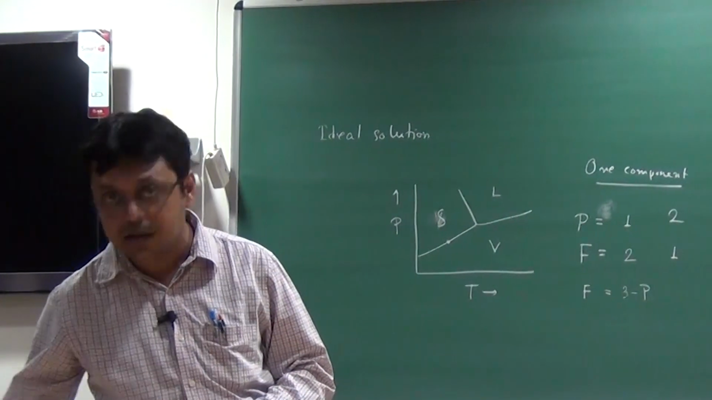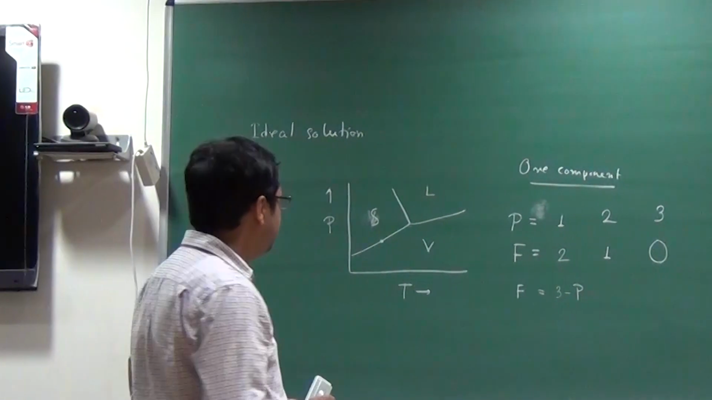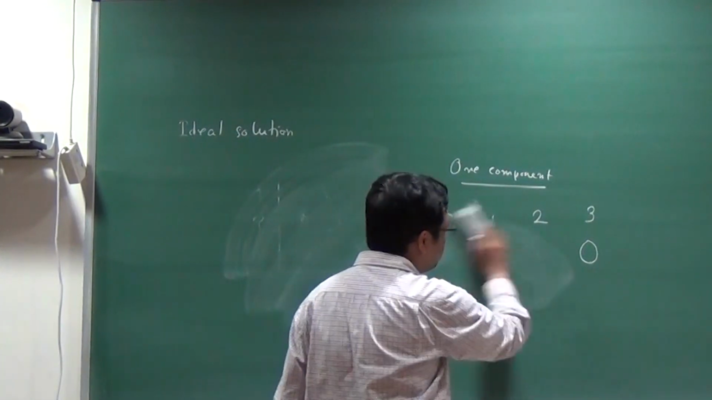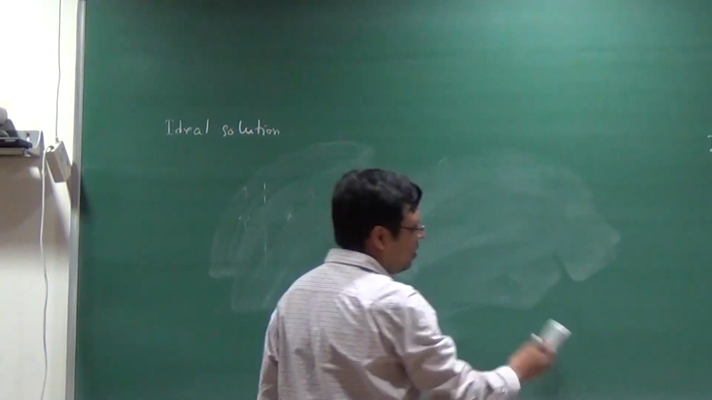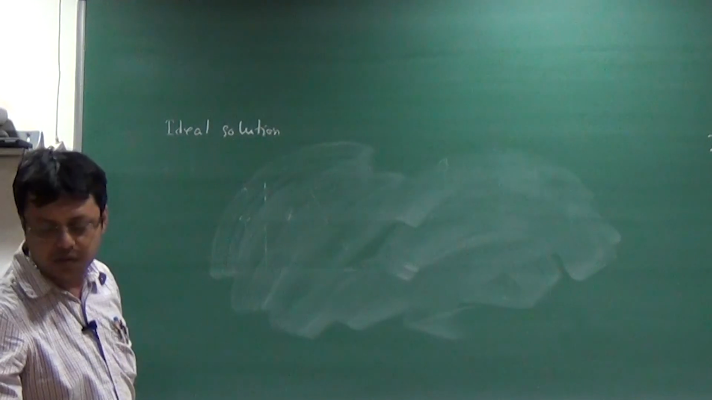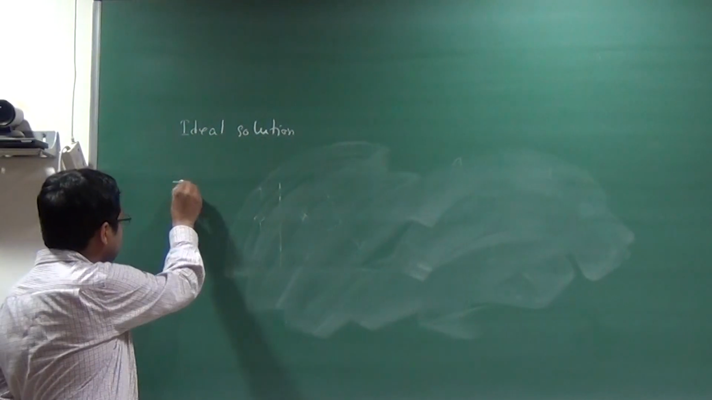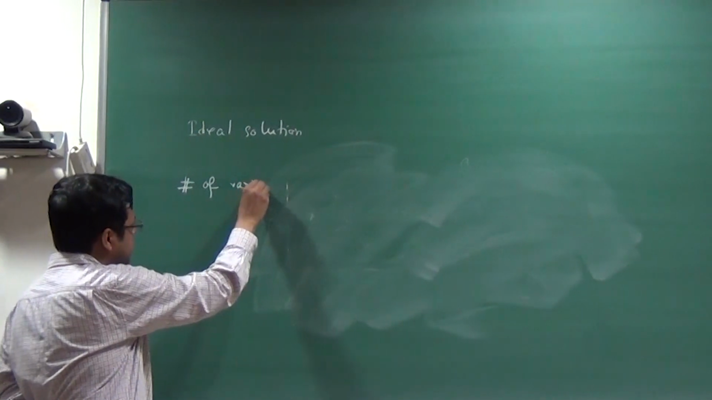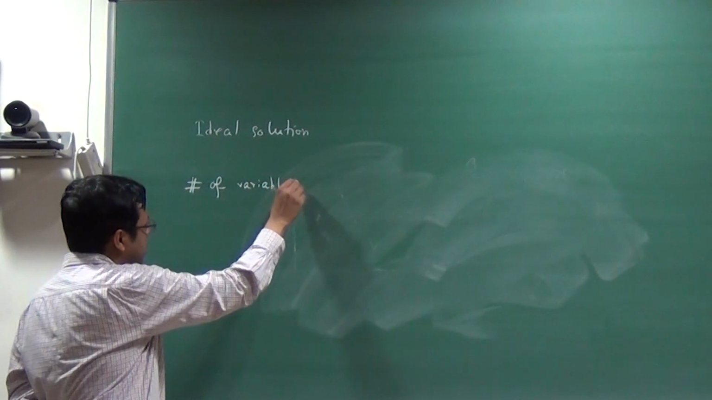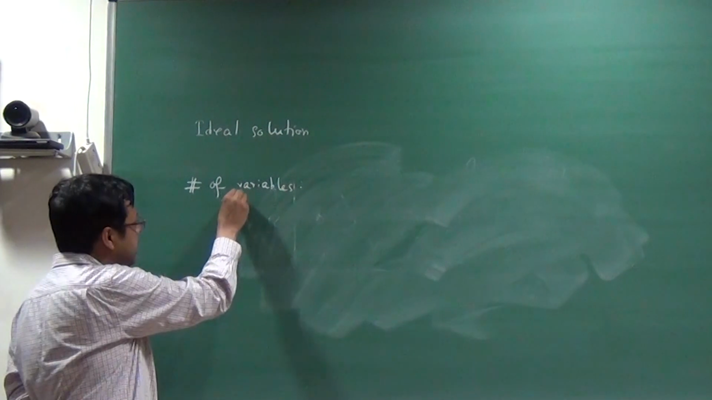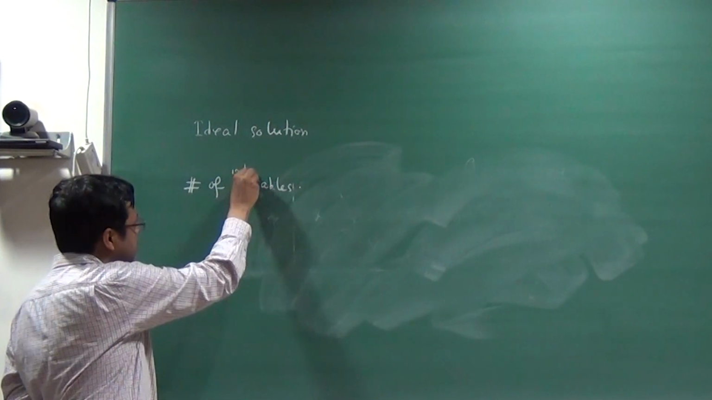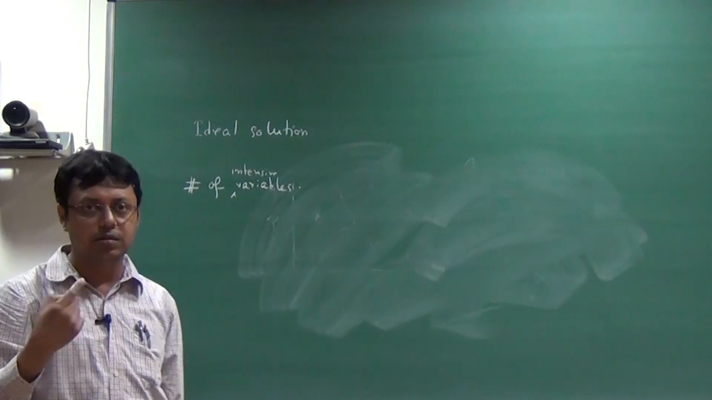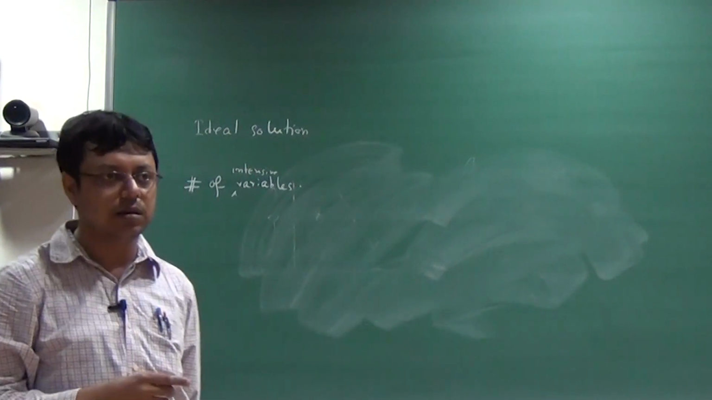Now how to calculate it? It is again very easy. Let us think about it. First calculate the first thing: what is the number of variables? All these variables, by the way, are intensive variables. We are not talking about any extensive variable. Pressure, temperature, volume, all these things, right?